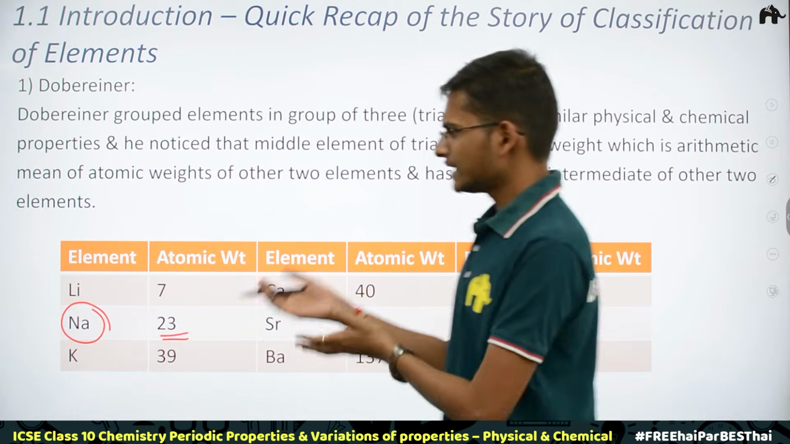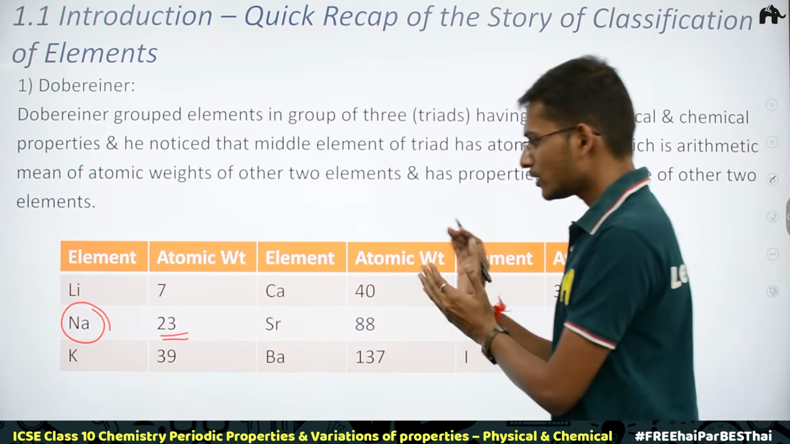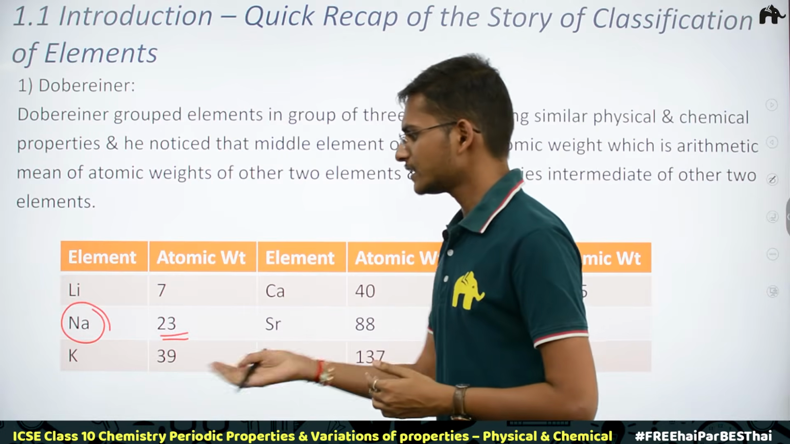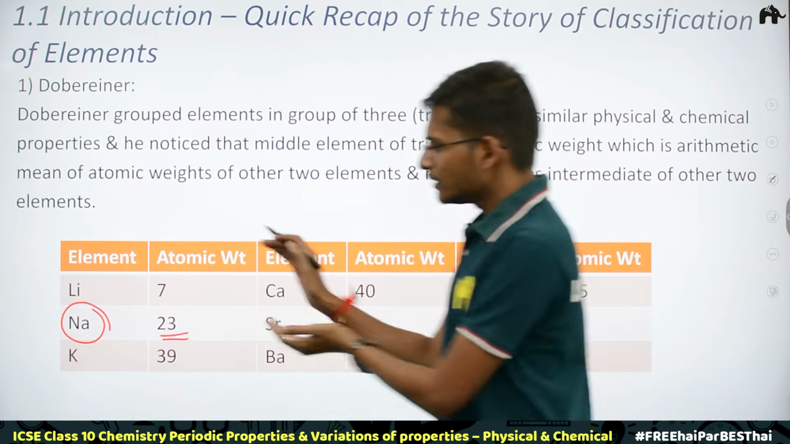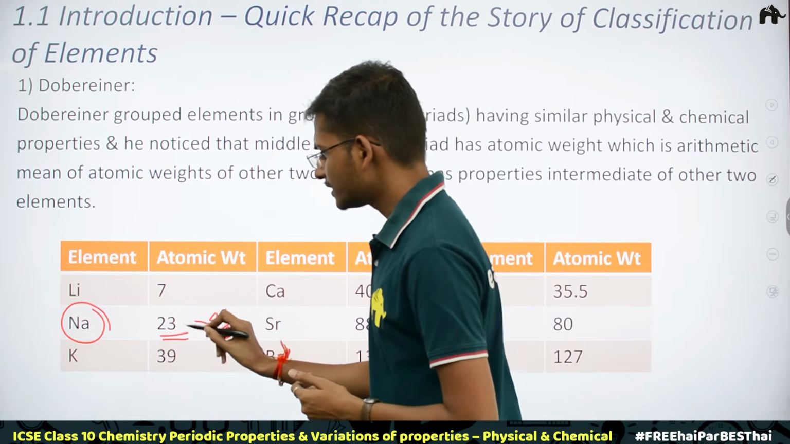So like this: lithium, sodium, potassium. Another triad is calcium, strontium, barium. You also have to remember the atomic weights as well. In this case, lithium has 7 and potassium has 39. So if you find the arithmetic mean, you would get exactly 23, which is sodium.